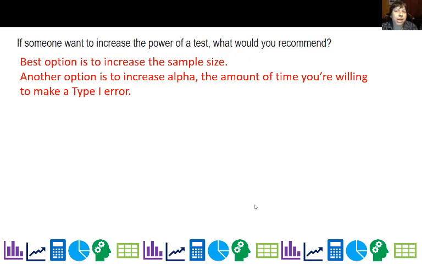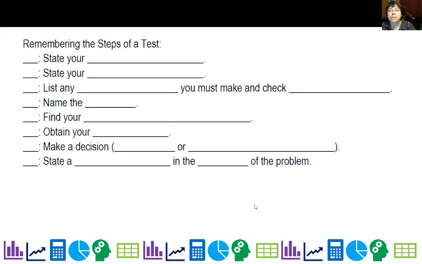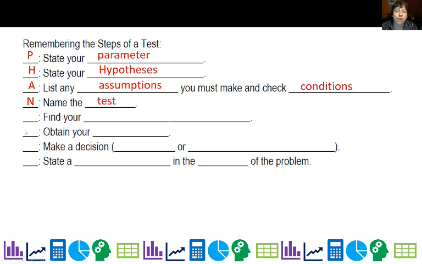Finally, I want to give you a new mnemonic device to kind of remember all the pieces that go together. I know we've been doing state, plan, do, and conclude, but this device, we call it PHANTOMS, will also help you do those steps. So P stands for state your parameter. H is state your hypotheses. A is list any assumptions and also conditions. N is name the test. So the N is really coming from naming.